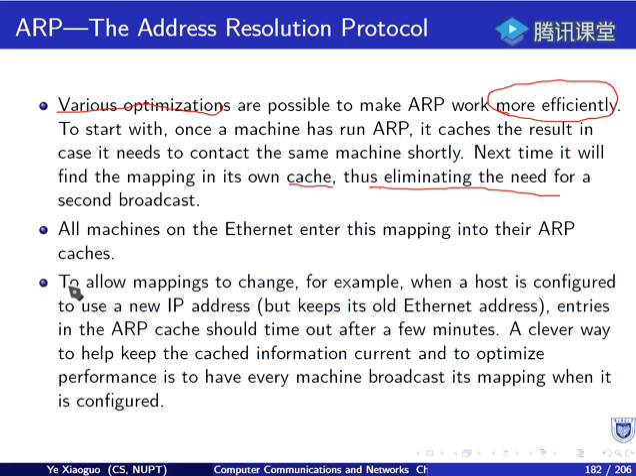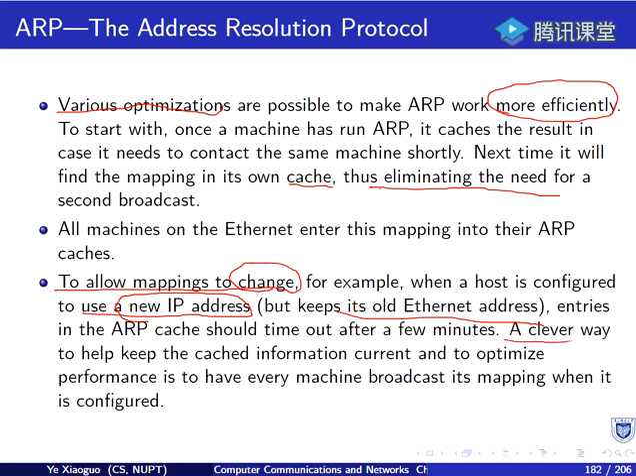To allow the mapping to change, for example, when a host is configured to use a new IP address but keeps its own NIC, entries in the ARP cache should time out after a few minutes.